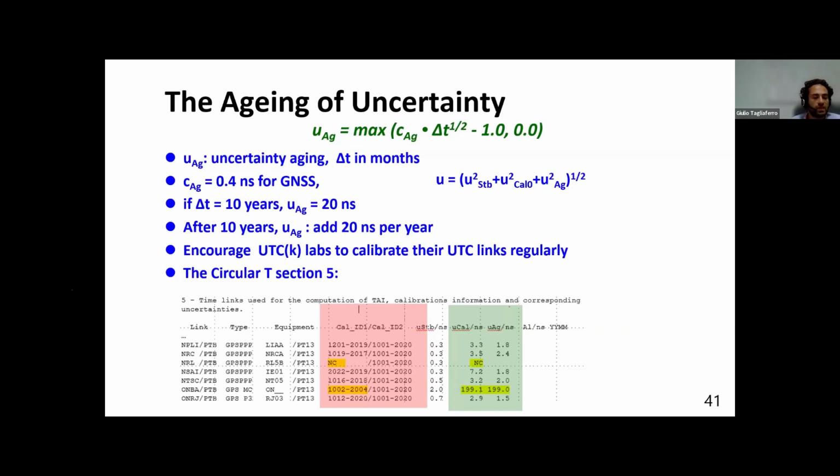This last rule, which will be introduced from next month, is to encourage UTC labs to calibrate their links regularly. And you will see these uncertainties in section 5 of the circular, and you can see an example in the slide. Next slide, please.